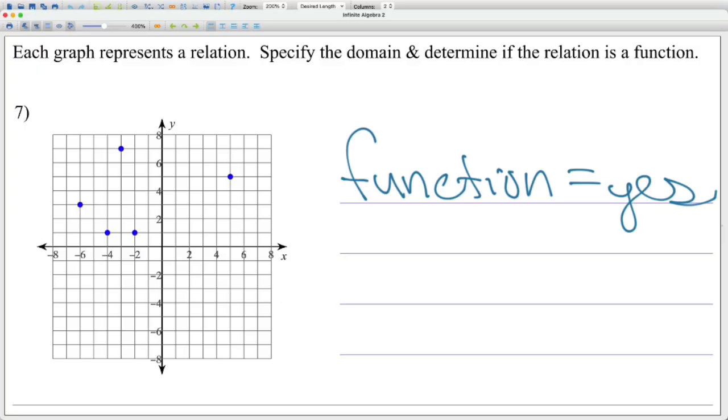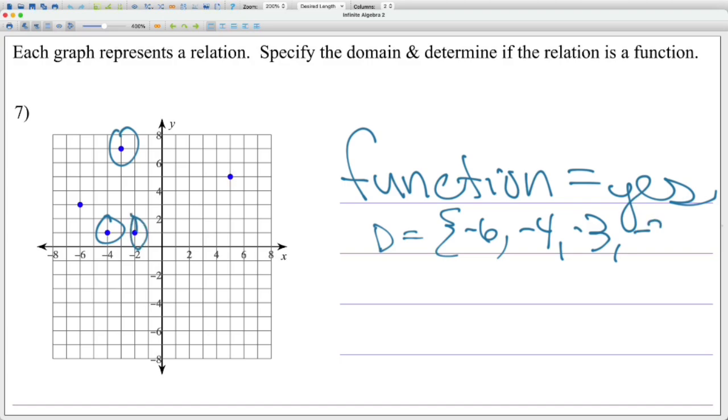Now we have to do the domain. What's the x value that goes with the one I circled? -6. All right, so that's -6. What's the x value that goes with the rest of them? Careful, it's not 5. Oh, that one's 5. I'm going backwards. The next is -3. The next is -2. And then JD was right about the number 5.